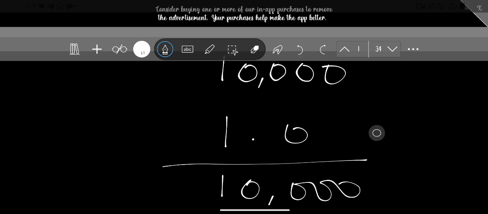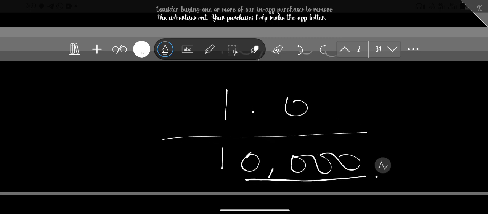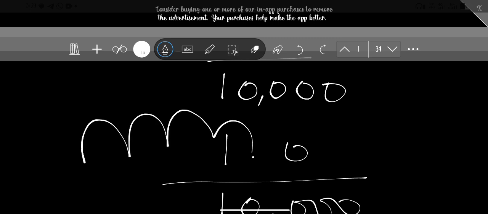Since we are dividing 1 by 10,000, this decimal point we have here, I'm going to move it 4 times, that is the number of zeros that we have here. So we move the decimal point 4 times: 1, 2, 3, and 4. The decimal point stops here. That means we have 0, 0, and 0 there. This is what our answer will look like.